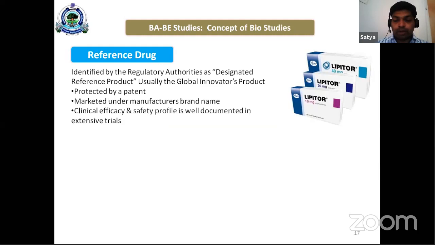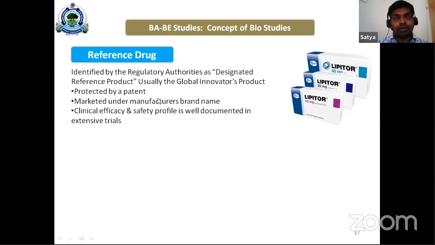So how will the generic be conducted? First, you have to choose the reference product. The reference product is identified by the regulatory authorities. Like if it is FDA, they will designate it in the Orange Book status. This would be the reference drug, so you have to consider that as the reference drug. It is already protected by patent, and some period of patent will be there, like 2 years, 7 years.